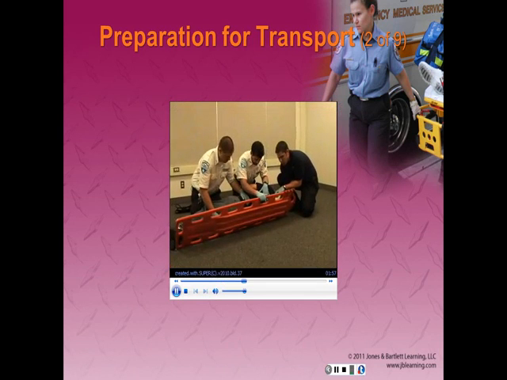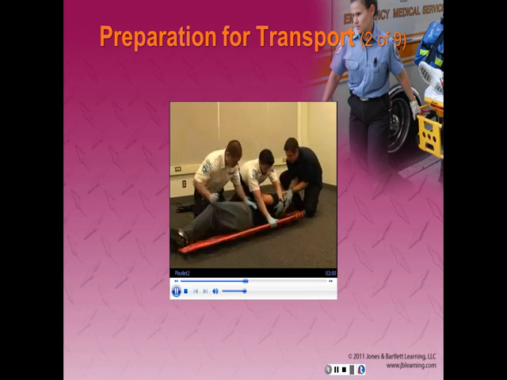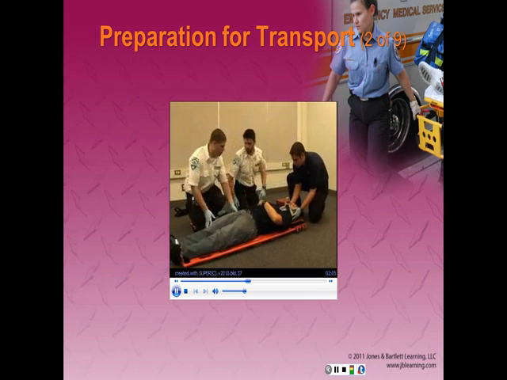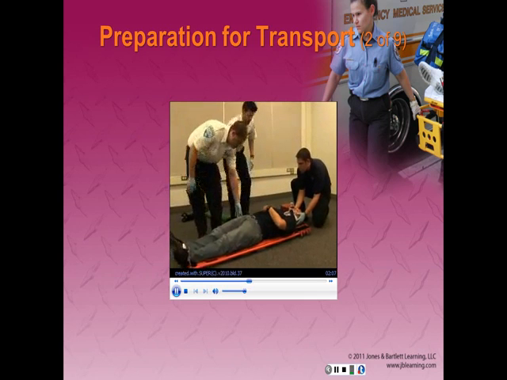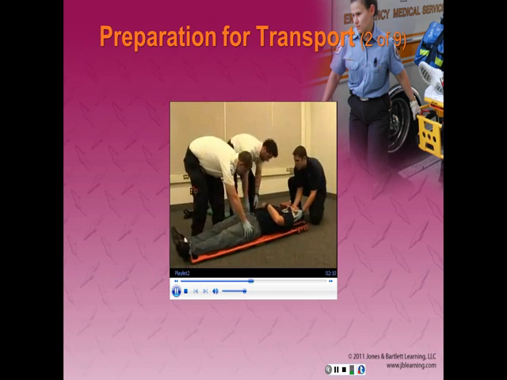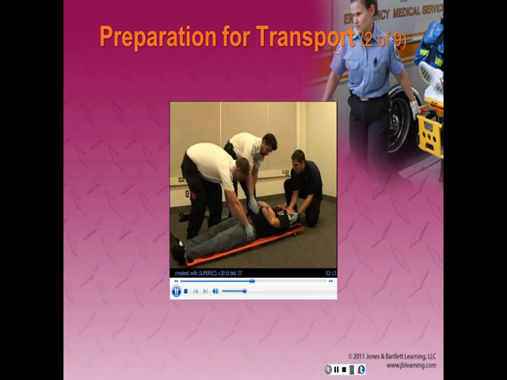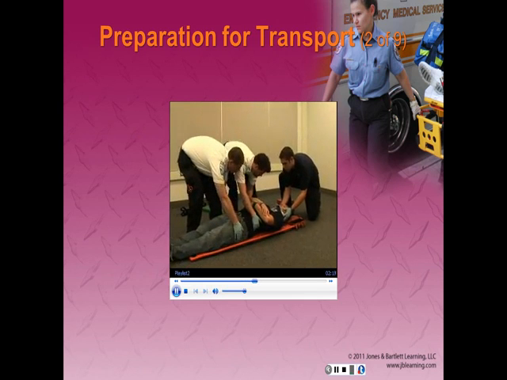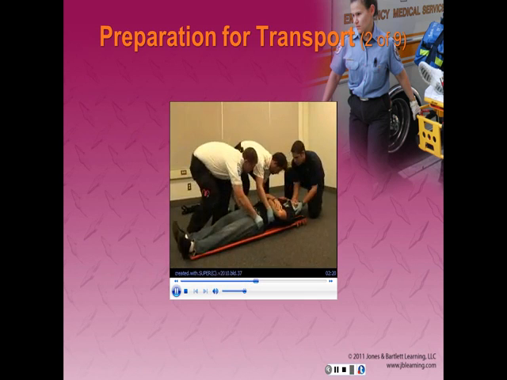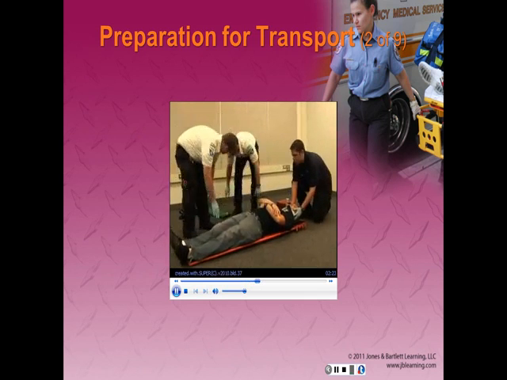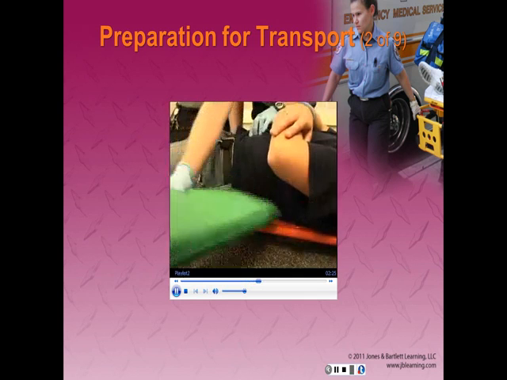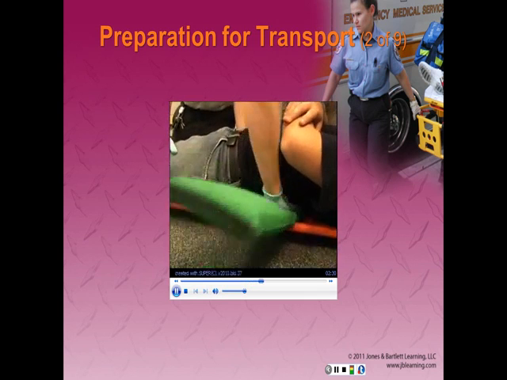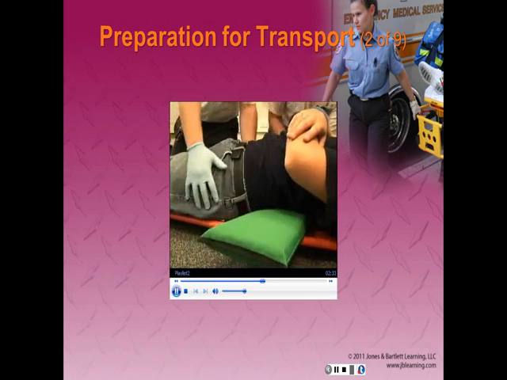Using small controlled movements, slide or lift the patient into proper position on the board. The patient should be positioned by sliding up or down along the axis of the body using a pulling motion. Place padding in any voids found between the torso and the spine to reduce the possibility of spinal movement.